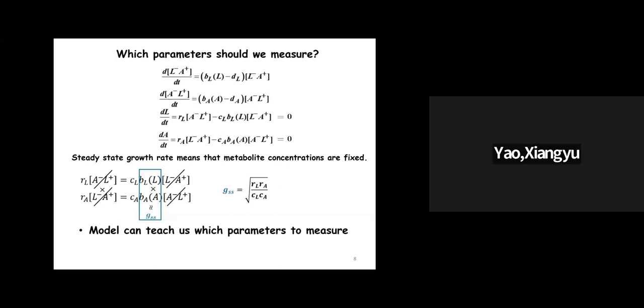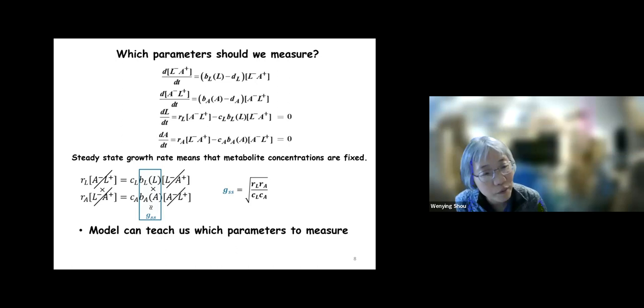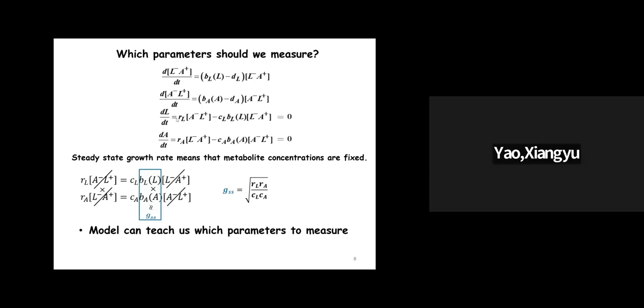Is it because those processes are just influx between the two subpopulations and will not affect the dynamics of the total system? I see. Sorry, I cannot hear very well. Can you repeat? Yeah, is it because lysis and the other processes are kind of just influx within the system and will not affect the dynamics of the total system?